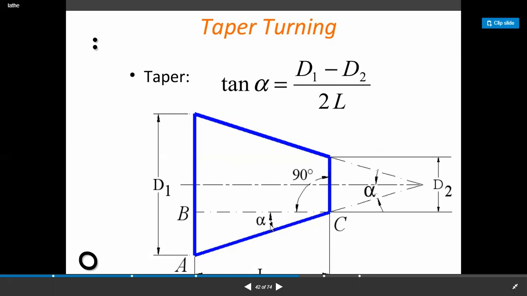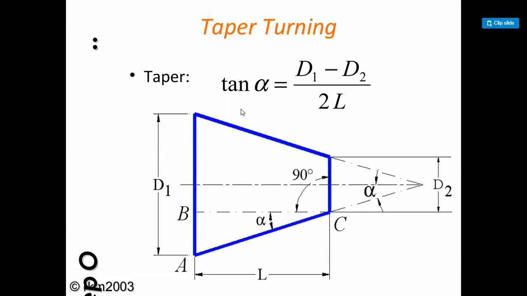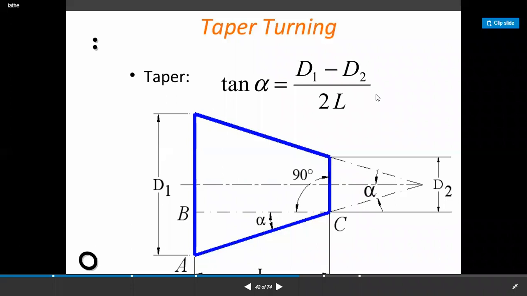So whatever the angle we are producing, that alpha in this ABC triangle. So tangent of alpha is AB upon BC. So naturally AB is D1 minus D2 divided by 2, and BC is the L, length of the turning. So that taper turning formula comes out, tangent of alpha is equal to D1 minus D2 upon 2L. So by taking tan inverse of that value, alpha equal to taper turning angle, half taper turning angle is equal to tan inverse of D1 minus D2 upon 2L. So that is taper turning. It is very important as per your practicals.